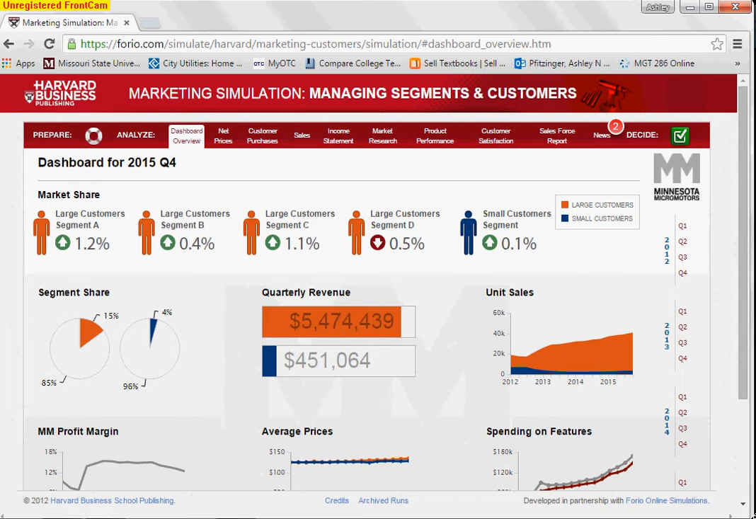Hi, my name is Ashley Fitzinger, and I wanted to start off by giving a little background of the simulation website. The page you are looking at right now is called the Dashboard Overview. It shows the market share, segment share, profit margin, quarterly revenue, average prices, unit sales, and spending on features.